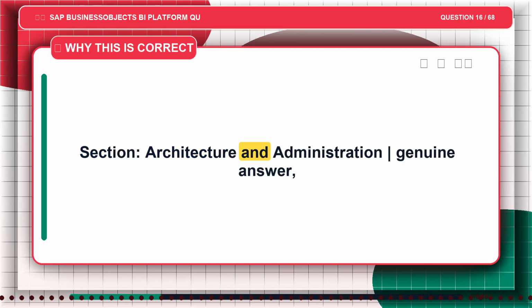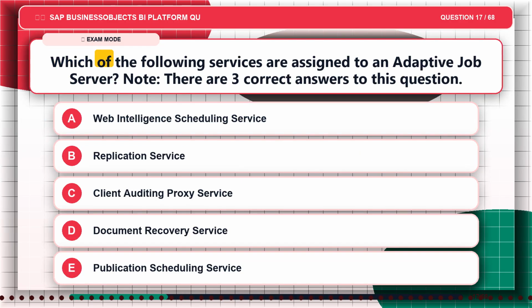Section, Architecture and Administration. Question 17. Which of the following services are assigned to an adaptive job server? Note, there are 3 correct answers to this question. Option A, Web Intelligence Scheduling Service. Option B, Replication Service. Option C, Client Auditing Proxy Service. Option D, Document Recovery Service.